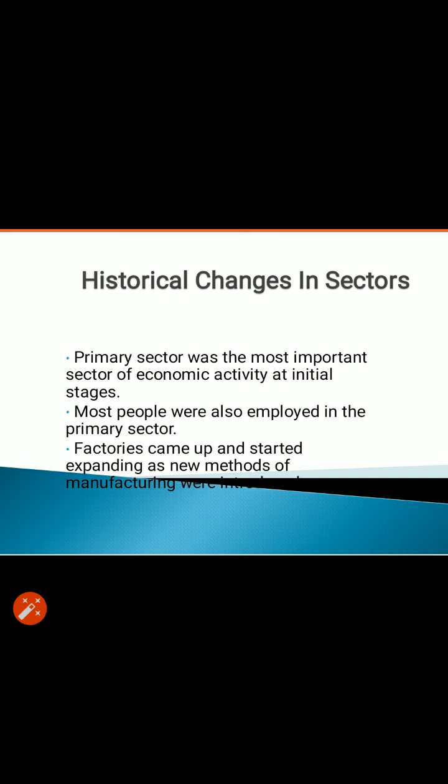Next we will see what type of historical changes we have in all the sectors. Developed countries have gone through historic changes in the economic sectors, as the economic activities had gradually shifted from primary to secondary. The primary sector was the most important sector of economic activity in the beginning, but after some time this changed and more people were employed in factories.